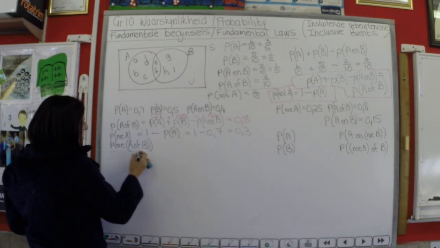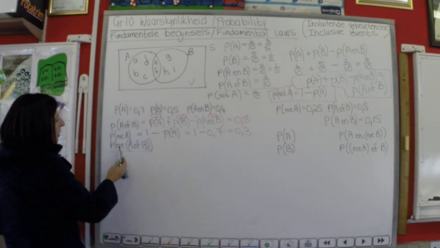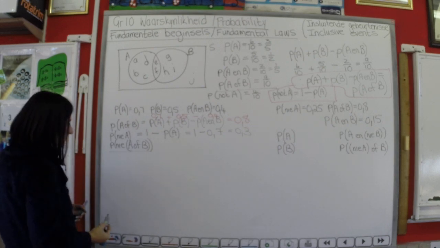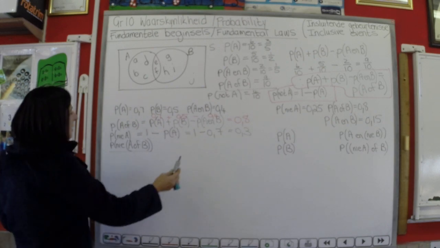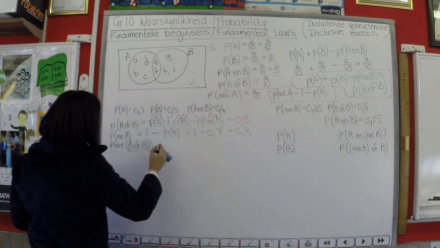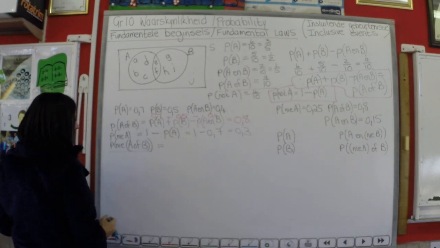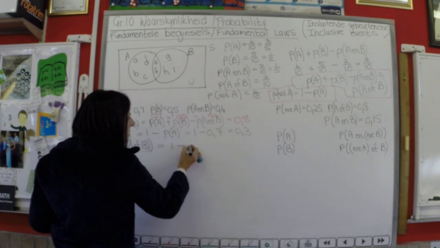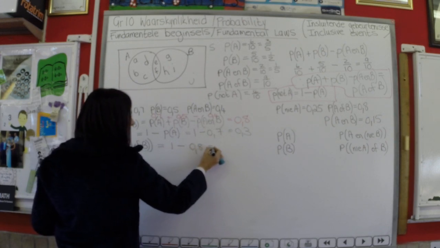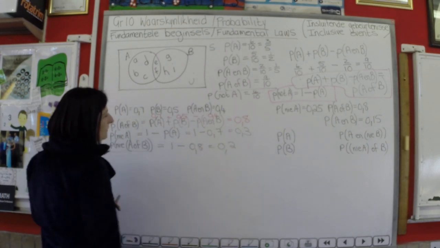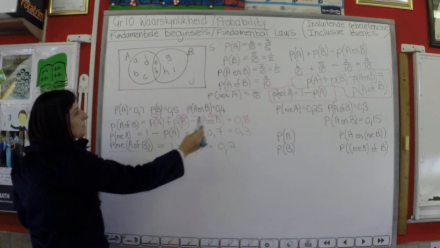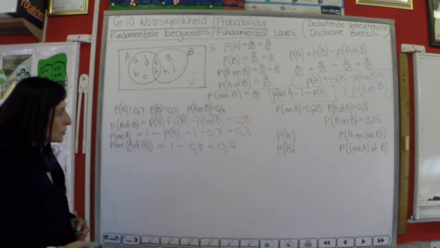Now let's look at the last one, the probability of not A or B. So A or B I've calculated already. So nie A of B gaan beteken 1 minus 0,8 en dis gelyk aan 0,2. Very, very easy because I use my two laws.